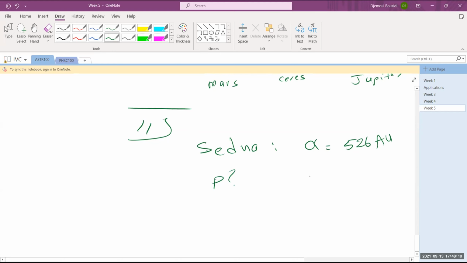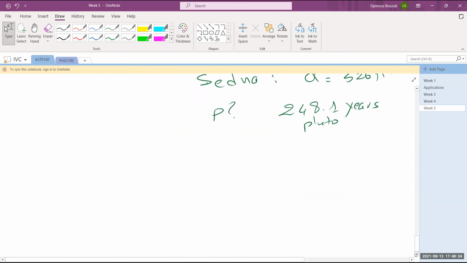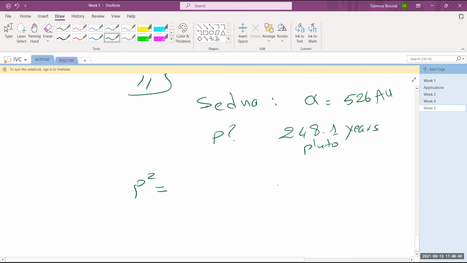And then also remember that Pluto takes 248 years to go once around the sun. So this is Pluto. They want you to compare this number to that. So what you do in this case is similar to the other problem, except now you know what A is. So you take A cubed, and A cubed is 526 times 526 times 526. This should be P squared.